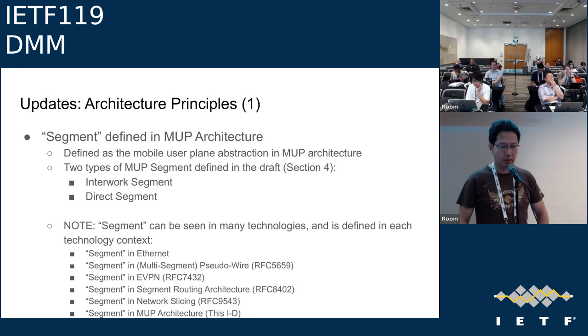So the other major update is to introduce architecture principles. To guide the design and operation based on the MAP architecture for DMM, we introduced 3 principles. The first principle is segment. The segment defined in the MAP architecture is to abstract the mobile user plane. We have 2 types of MAP segment defined in the draft. You can find it in section 4. We have interwork segment and direct segment. Even though we call it segment, it doesn't mean a very specific data plane protocol, because segment is very common and widely adopted for many technologies.